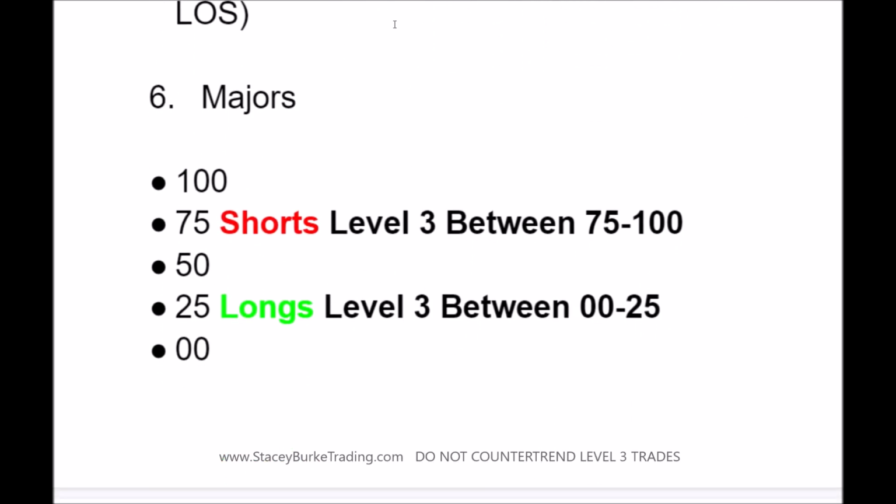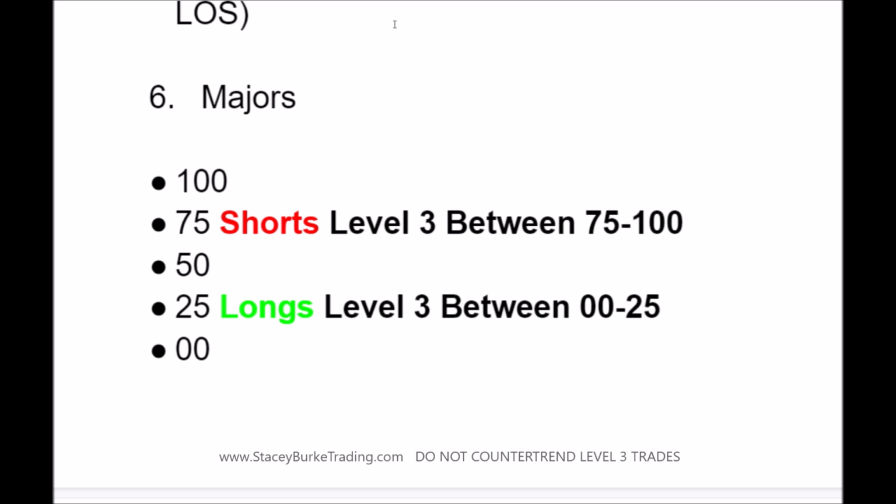On the major pairs, I'm going to explain this one more time. I keep getting this question, well, how do you know you're on level 3? It's really simple. You're in a 100-pip box. 0 to 25 is level 1. 25 to 50 is level 2. 50 to 75 is level 3. And 75 to 100 is obviously above level 3. So anything between 75 and 100, if I'm looking to short it, is level 3. Anything below 25 and double zeros is level 1.